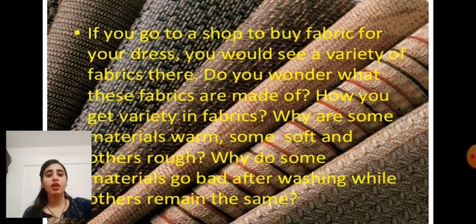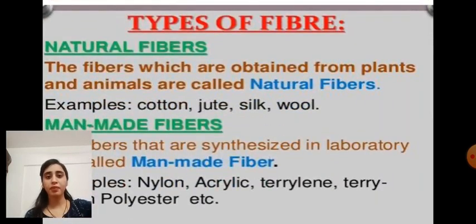Now two types of fibers: one is natural fiber and the other is man-made fiber. The fibers that are obtained from plants and animals are called natural fibers, and natural fibers include cotton, jute, silk and wool. Man-made fibers are synthesized in a laboratory, that is, made with the help of chemicals. For example, nylon, polyester, terylene, these are all examples of man-made fiber.